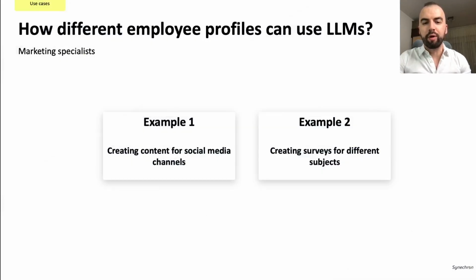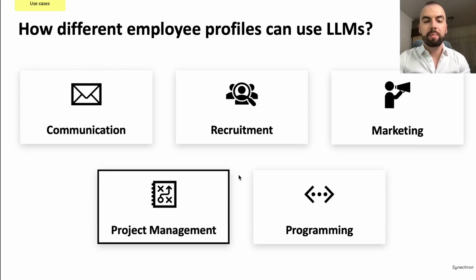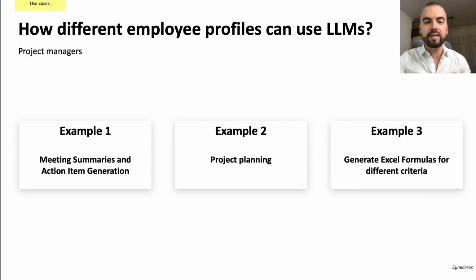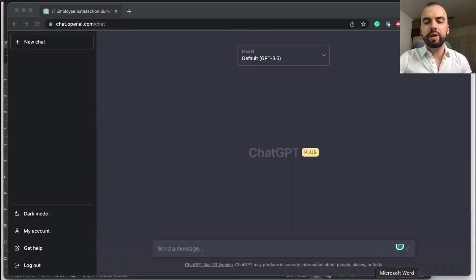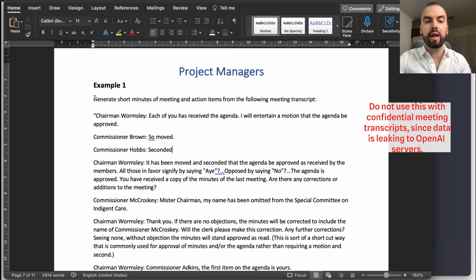Moving on with different profiles, let's see how project management people can use ChatGPT for their everyday tasks. So in this case, we have 3 examples: meeting summaries and action item generation, project planning, and generating Excel formulas for different criteria. Let's see how we can generate a meeting summary based on the transcript of the meeting itself that you can collect from these.